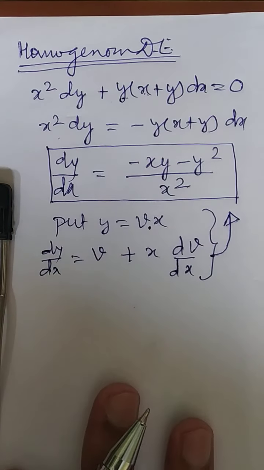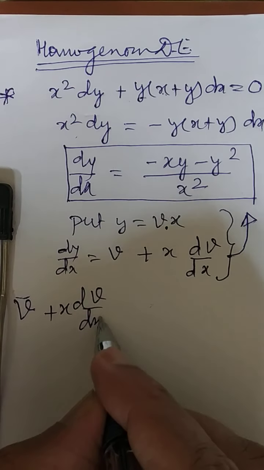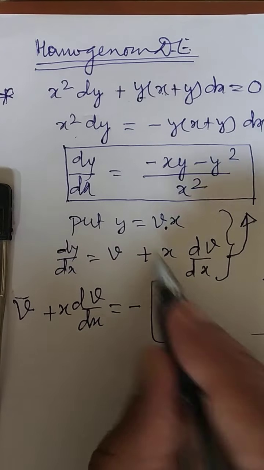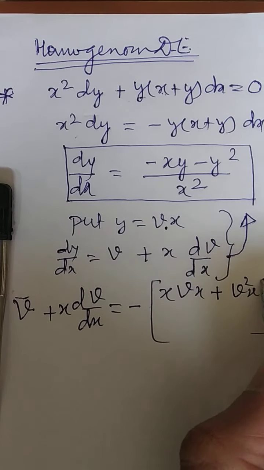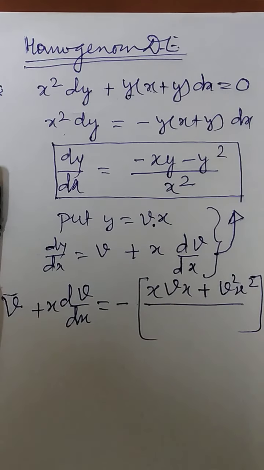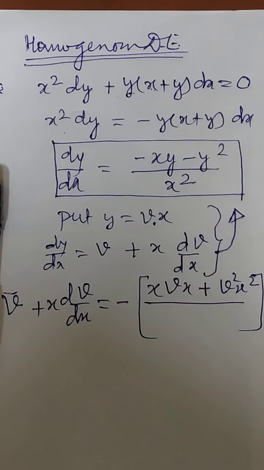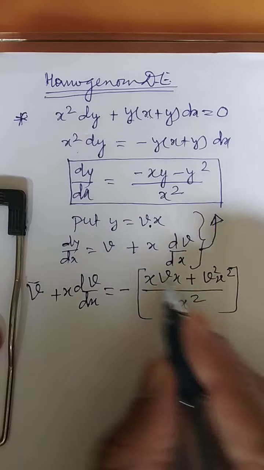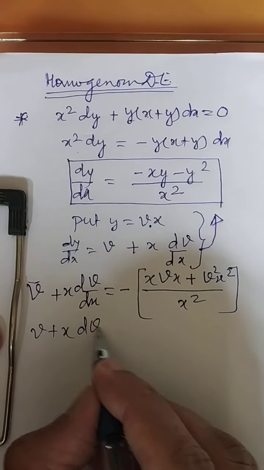Why is it so? Look here. I can write this problem as V over here plus x dV by dx. That minus sign I am just keeping outside. Xy, over here x, y value is nothing but Vx plus V square x square. Are you getting? Whole divided by x square. So replacing the value of y and dy by dx, now V over here, x dV by dx as it is.